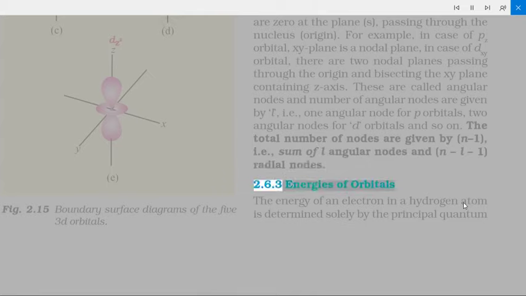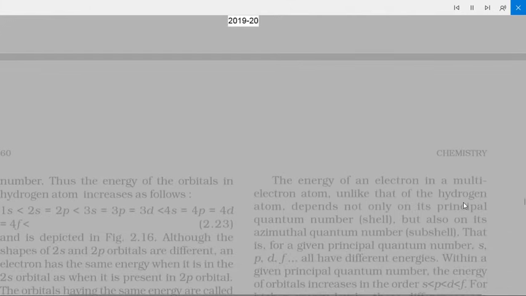Energies of orbitals. The energy of an electron in a hydrogen atom is determined solely by the principal quantum number. Thus the energy of the orbitals in hydrogen atom increases as follows: 1s < 2s = 2p < 3s = 3p = 3d < 4s = 4p = 4d = 4f (2.23), and is depicted in Fig. 2.16. Fig. 2.15 Boundary surface diagrams of the 5 3d orbitals.